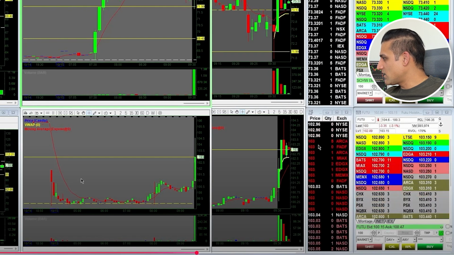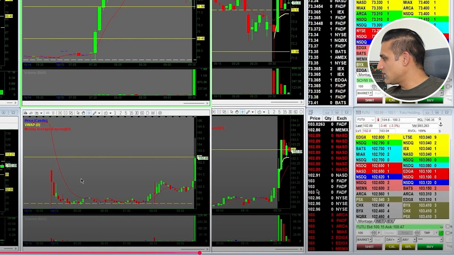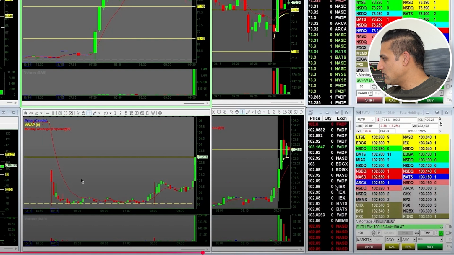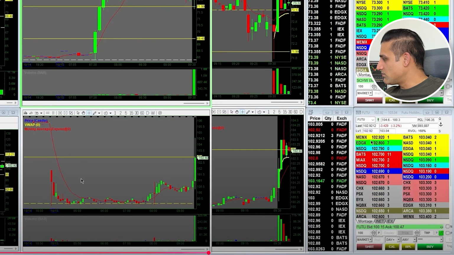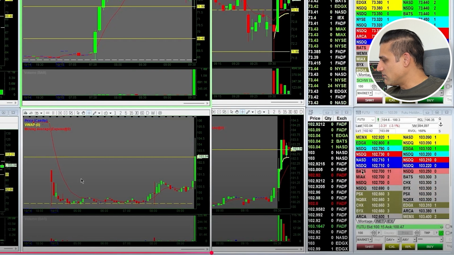The sellers start coming in at 103. Sellers are stepping down and just giving to them at the price that the bids actually are. So now the offers, or the sellers, are chasing the bids.